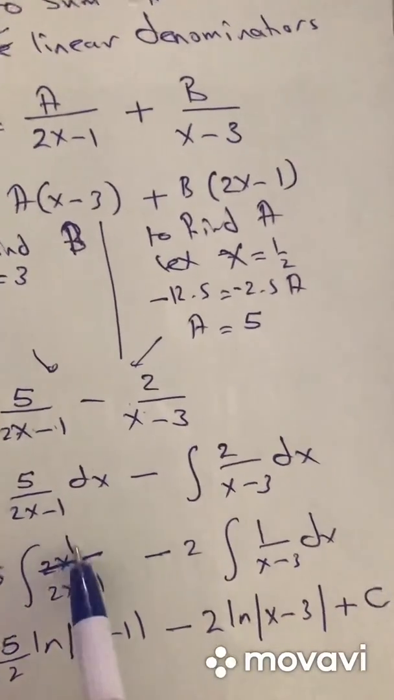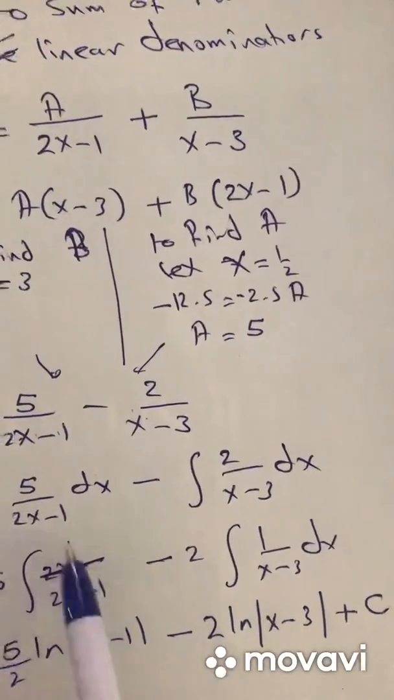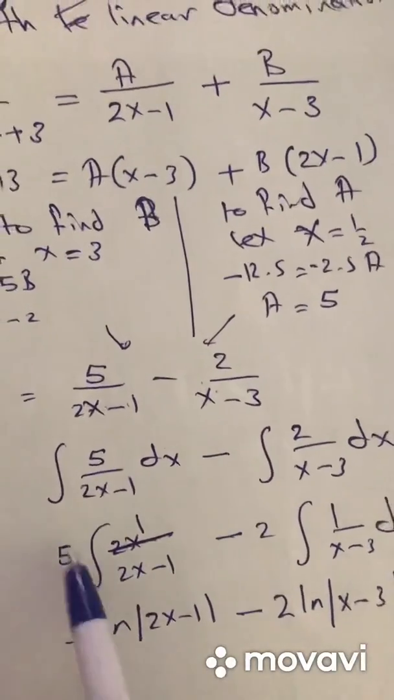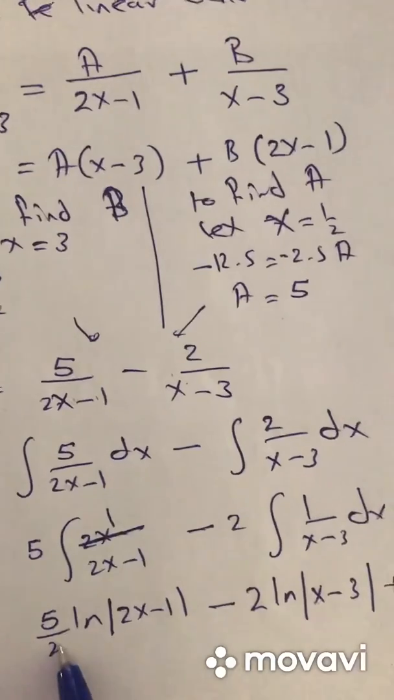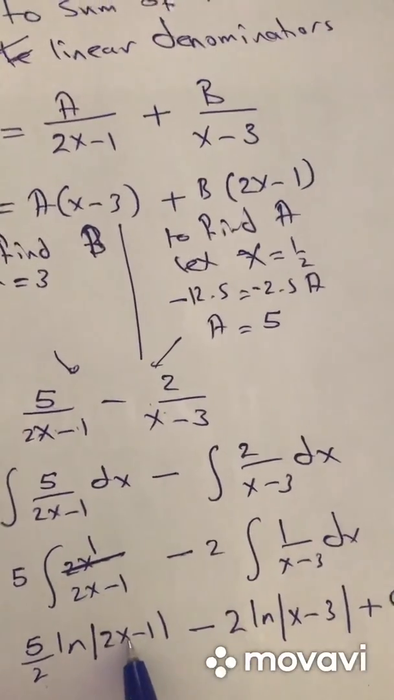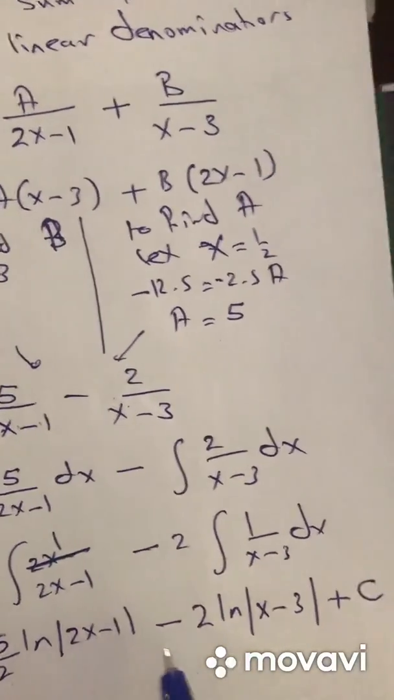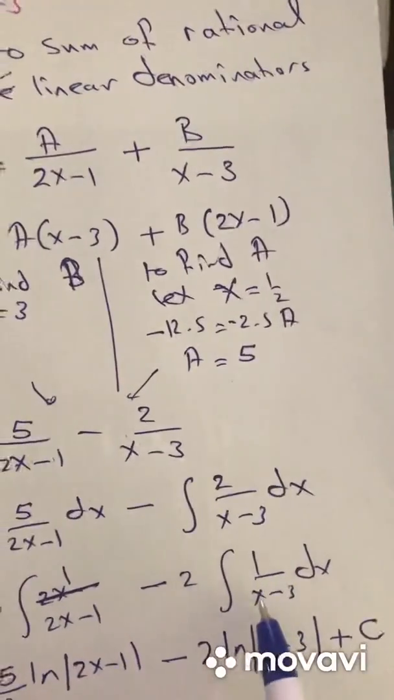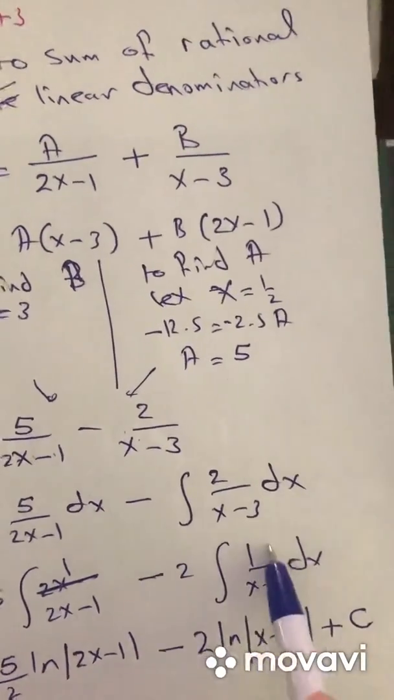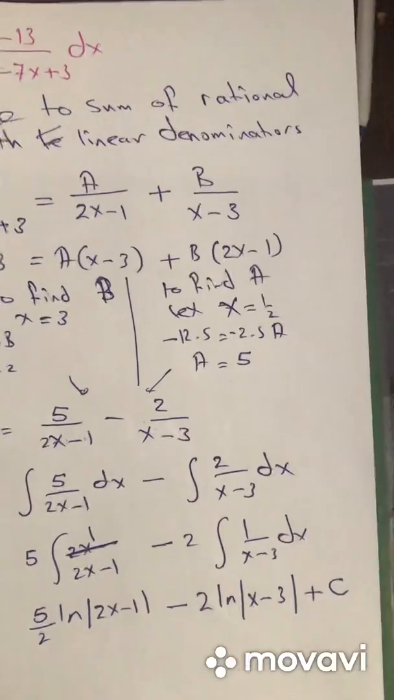It's a 2. Is there a 2 up? Of course not. So what I will do, 1 over 2. And there's a 5, so it will be 5 times 1 over 2. Of course, I will use ln of the absolute value of 2x minus 1. But what about this one? What is the derivative of the x minus 3? Of course, it's a 1. So ln of the absolute value of x minus 3 plus c.